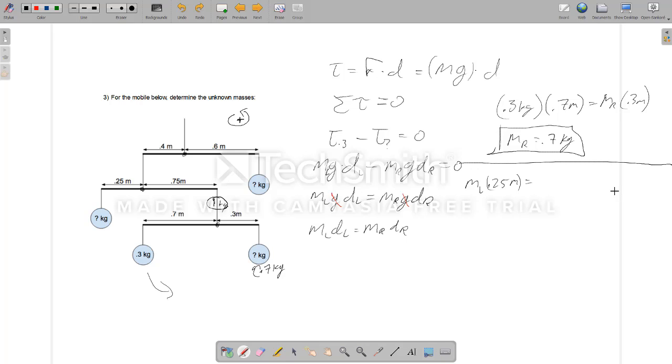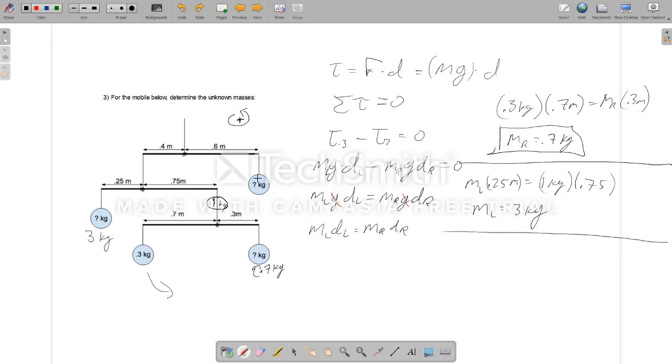So mass on the right, where is it here? Mass on the right is going to be 1 kilogram times the distance on the right, which is 0.75. So to solve for mass left, we divide both sides by 0.25. So we get 0.75 divided by 0.25, which is going to be 3. So the mass on the left is going to be 3 kilograms, which makes sense to me. So that's 2, so that's 3 kilograms.